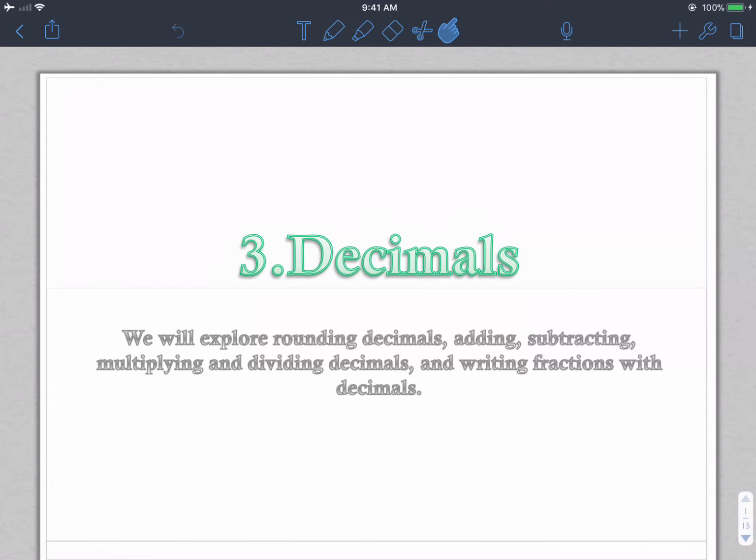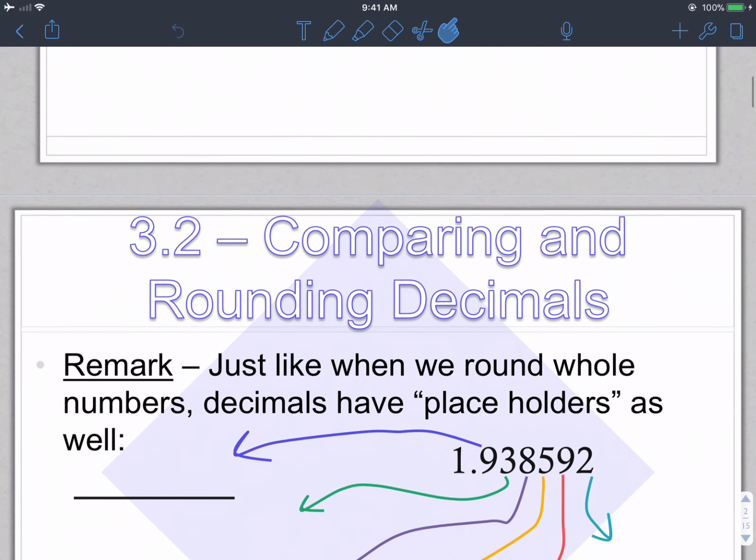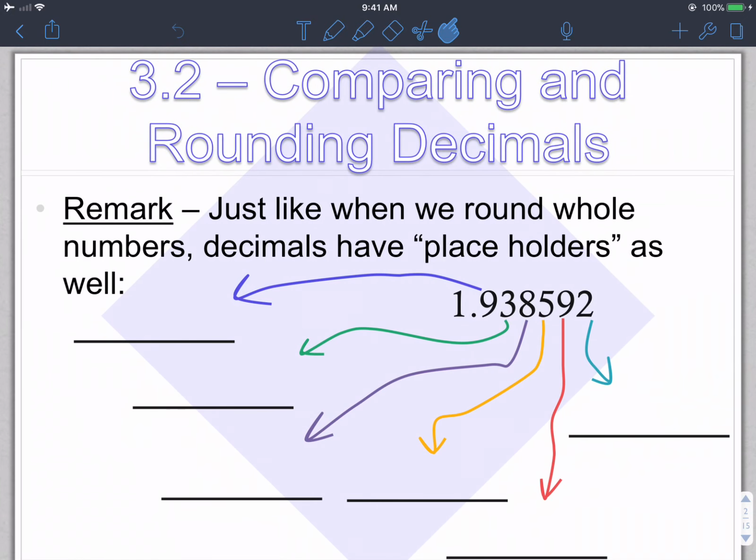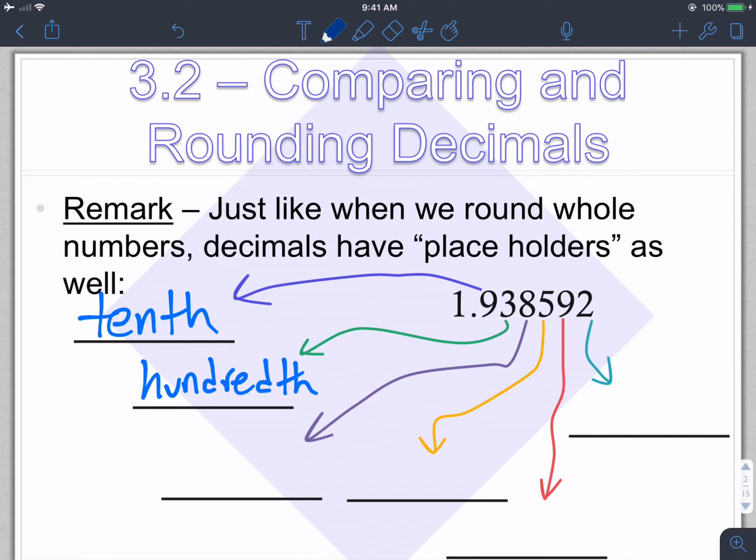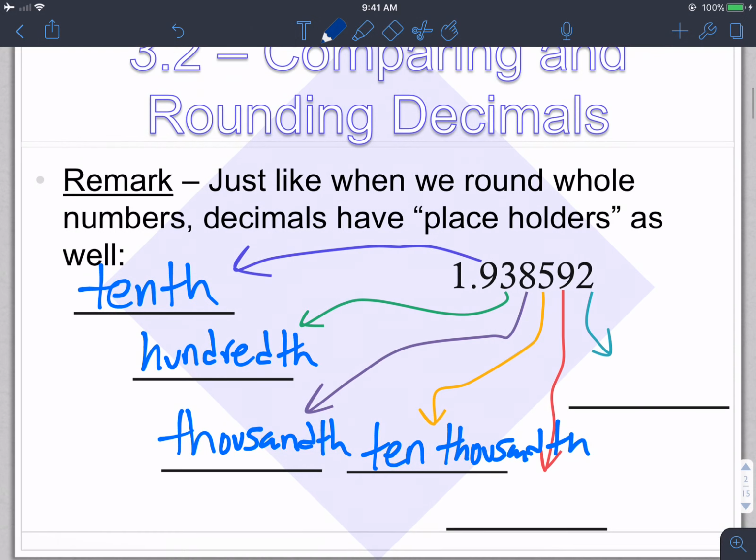All right. So, Chapter 3, decimals. There are still placeholders, just like we did in the first chapter, rounding to the nearest 1, 10, 100, 1,000, and so on. If we go to the right of the decimal point, everything's going to have a TH at the end of it. So the 9 right there is going to be the 10th. The 3 would be the 100th. And then 1,000th. And so on. Millionth.